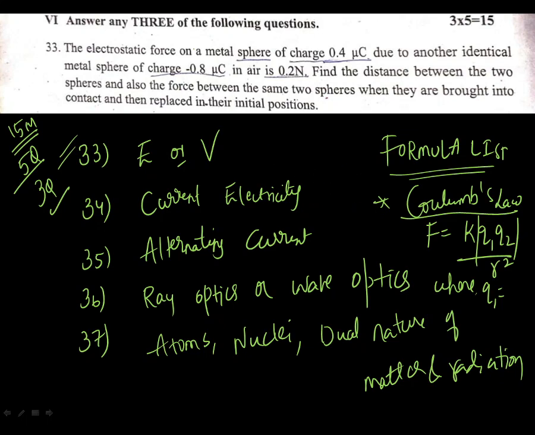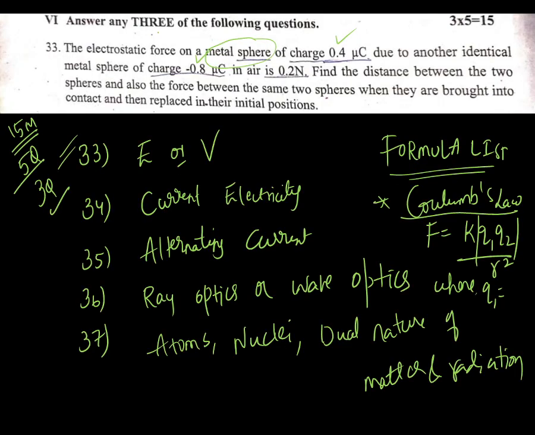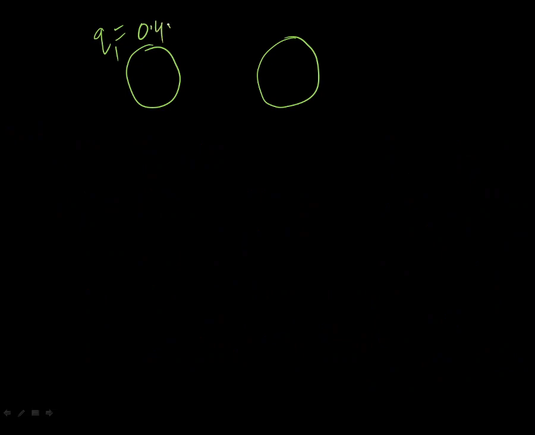Now, as you can see here, there are 2 metal spheres. Each of them has its own charge. One sphere is positively charged and the other is negatively charged. So let me just draw a diagram. A sphere is nothing but a kind of football shape. The charge on the first sphere is 0.4 microcoulomb. So let me convert to SI unit. Micro is nothing but 10 power minus 6.